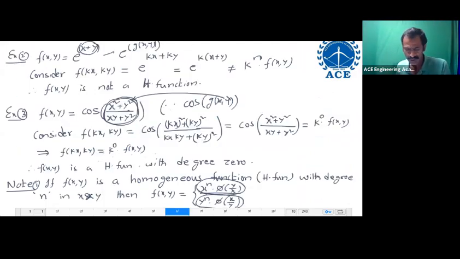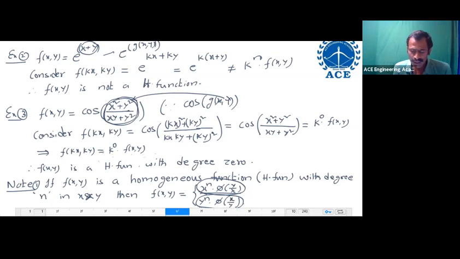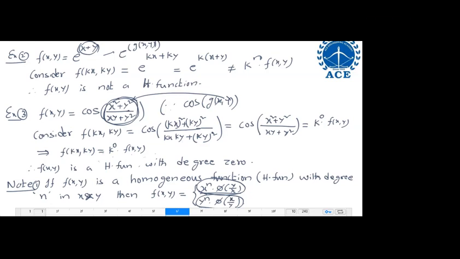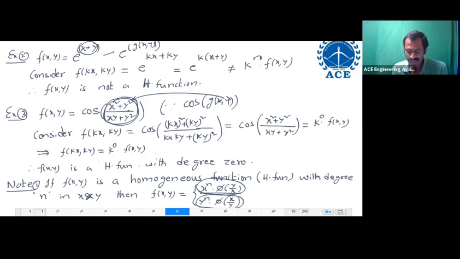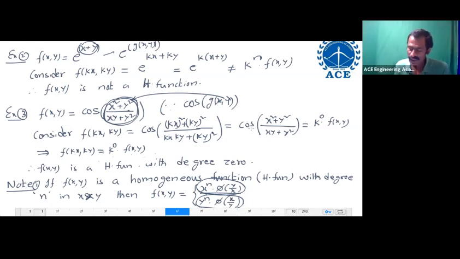Page number 6. Okay. Sir, here in example 3, how is the degree equal to 0, sir? Actually, it is cos of some function, right? When you replace x with kx and y with ky, we get just a cos function, cos of (x square plus y square) by (xy plus y square). It is the same as our given function, not? Yes, sir. So f of kx comma ky equals the cos function. Are you able to write this in the form of our main condition, f of kx, ky equal to k power something into f of x, y? Are you able to write or not?